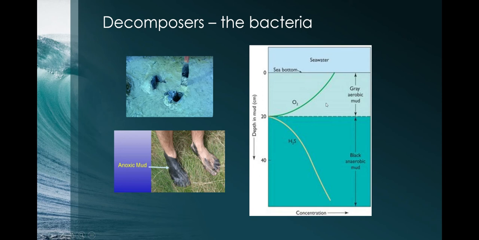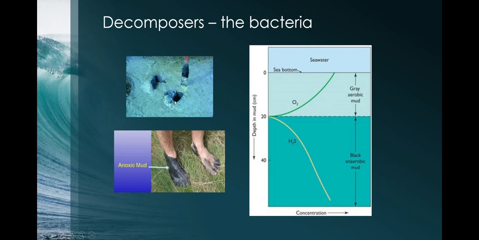Everything up here, if you live up here, you have oxygen to breathe. So it's called aerobic. It means that you can have aerobic respiration. Aerobic means it uses oxygen. All right. But if you live down here, there is no oxygen. It's black. It's anaerobic. And one thing we see down here is that although there's no oxygen, there is hydrogen sulfide. And this level of hydrogen sulfide increases the deeper you go.